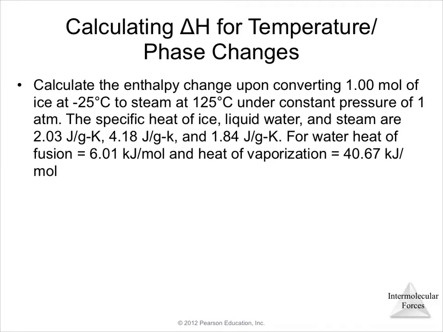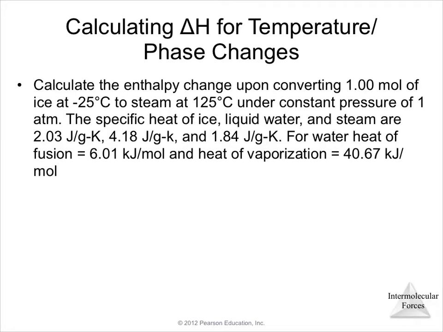Okay, so we've done this in chapter 5 where we used our Q equals MCAT, and you're doing the exact same thing in this problem here. It says calculate the enthalpy change. Enthalpy change, remember, is delta H, upon converting 1 mole of ice at negative 25 degrees Celsius to steam at 125 degrees Celsius under constant pressure of 1 atmosphere. And they gave you all of the information that we need to know.